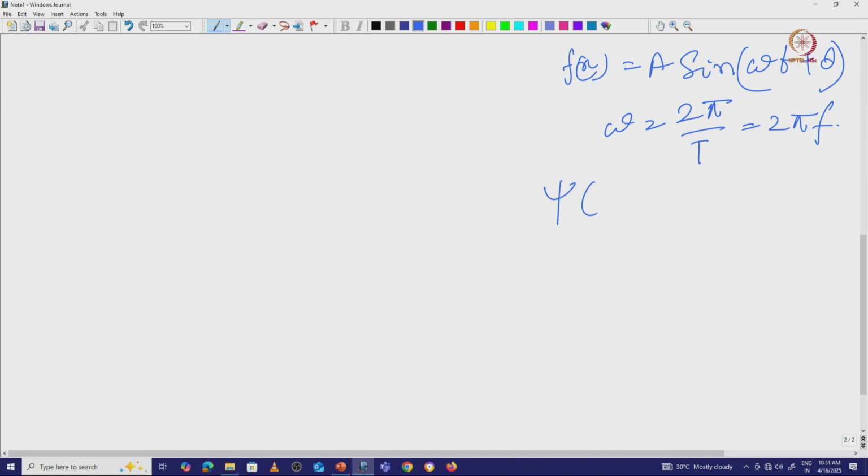Okay, we have x comma t, and if we just consider t equals 0, we can write it like that: a sine kx, where k is the spatial frequency, and x is the distance. Now in this particular case you can see that we do not have any phase difference. So there is no phase angle difference here.